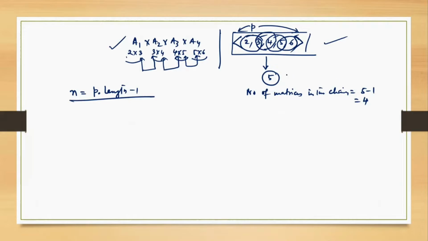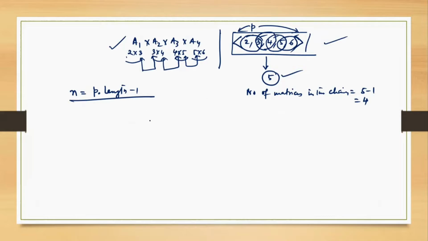So it is the number of dimensions present, which is called P dot length. P is the dimension sequence representative, so it holds all the dimensions. It looks like an array; actually it really is an array. Whenever you do the programming, you consider P as a one-dimensional array, which is responsible to store all dimensions. And if you calculate the length of P, that length minus 1 reveals the total number of matrices. This is very simple to understand.